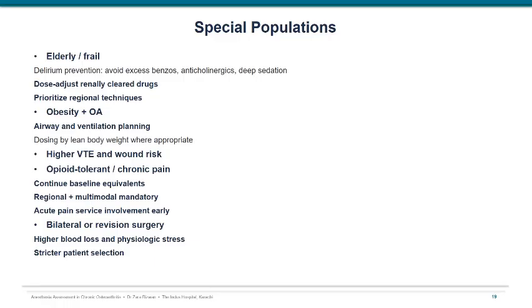Opioid tolerance, as I have told before. For these patients, we need to continue their basal requirements of opioids, and we need to prepare regional and multimodal strategies. Acute pain services should be involved earlier in such patients. Whenever there are bilateral or revision surgery cases, there is a high chance of blood loss and physiological stress, so we need to monitor the patient strictly.